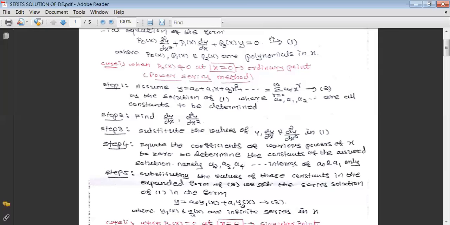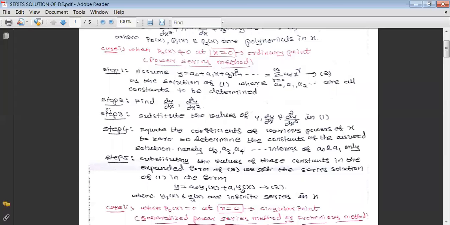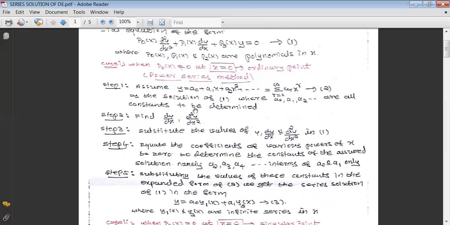Now let us look at the requirements of equation 1. First, it requires a value of y, and we have given the value of y like this. Then it requires dy/dx, and it requires d²y/dx². That's why our second step is, for this assumed y, we have to find dy/dx and d²y/dx².